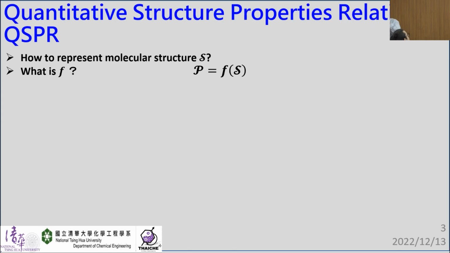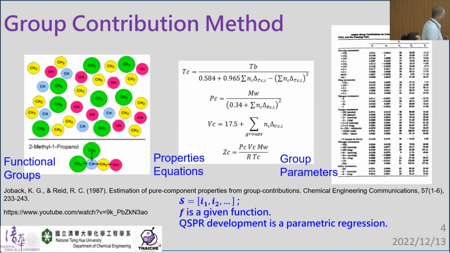The property prediction part is usually called the quantitative structure-property relationship, QSPR. What a QSPR does is predict the property we want, given the structure. We want to build a function F that predicts the properties given a structural representation. But how we represent the structure, and what the functional form of F is, are the problems of finding a good QSPR.